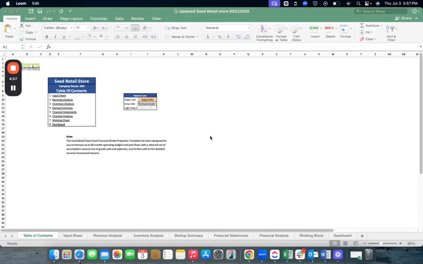Today I'm going to walk you through Seed Retail Store Excel financial model. Starting from the table of contents, we have input sheet, revenue analysis, inventory analysis, startup summary, financial statements, financial analysis, working sheet, and dashboard. There are some how to use helping cells. Peach cell shows input cells, gray cell shows formula result, light gray font shows helping cells.